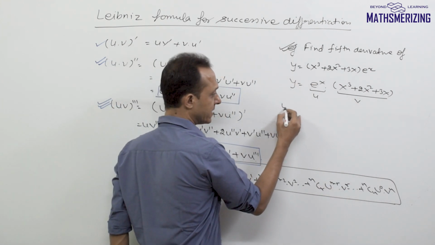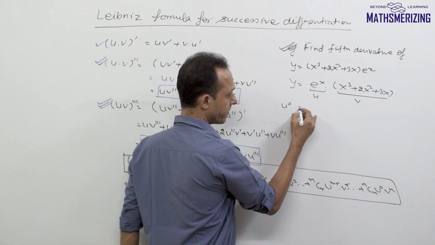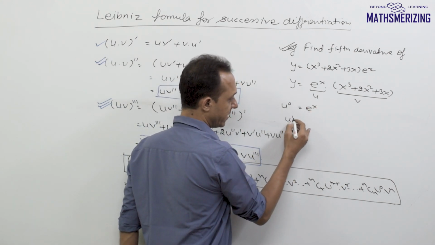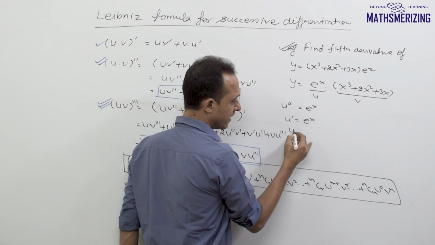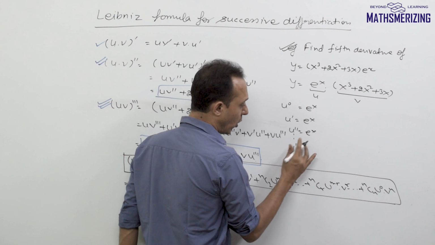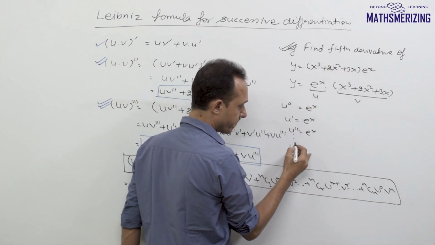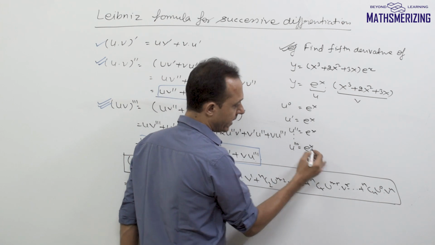Now u to the power 0 is actually its 0th derivative, which is the same as e to the power x. Its first derivative will again be e to the power x, second derivative e to the power x. So for this function u, all the derivatives from 0 to 5 will be e to the power x.